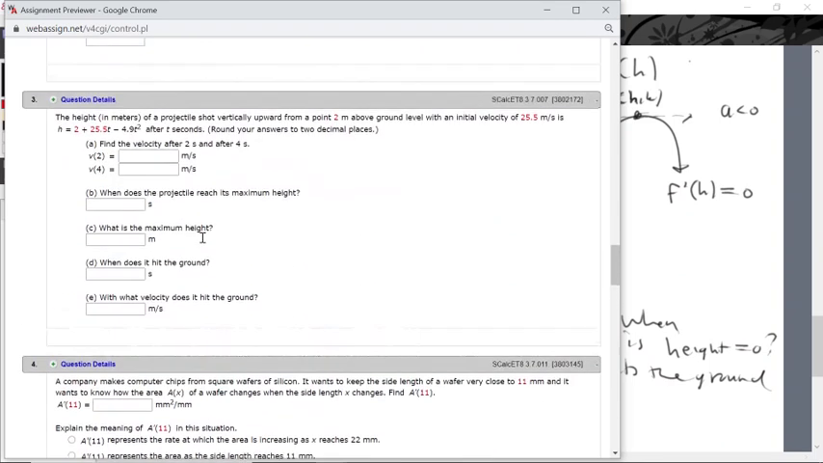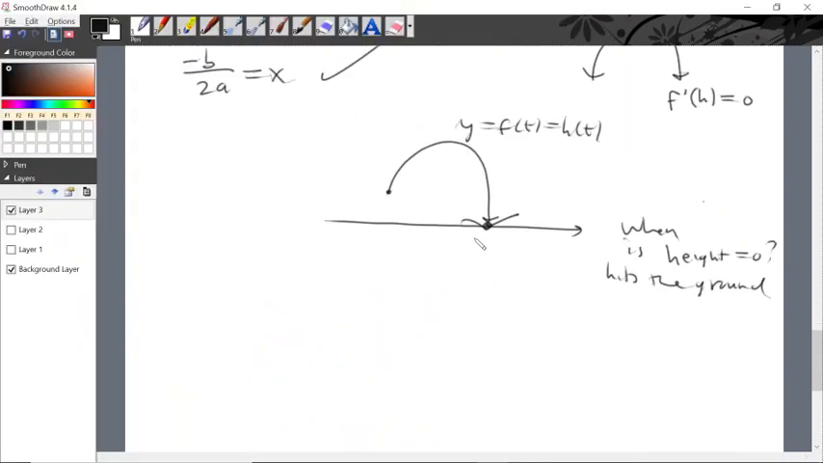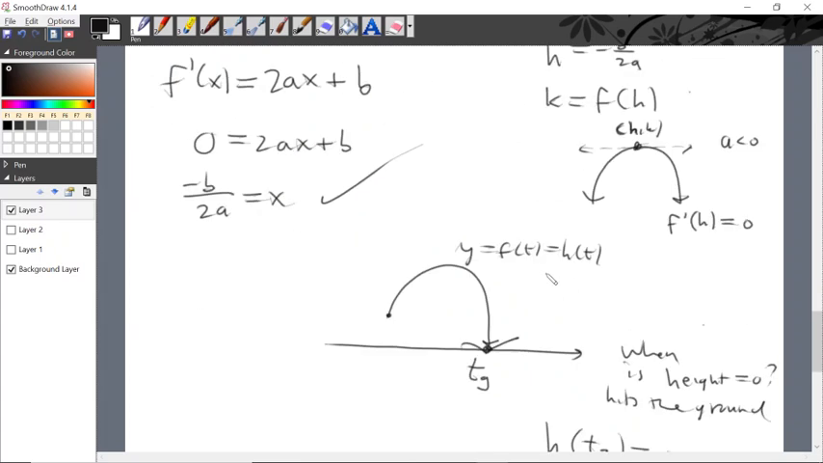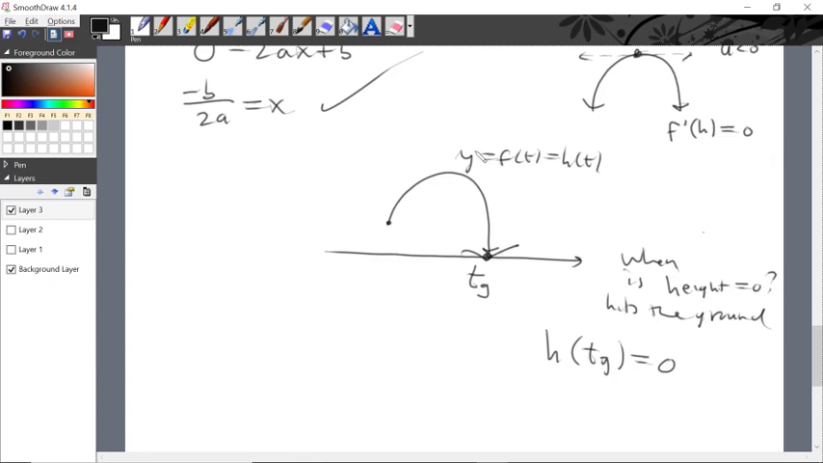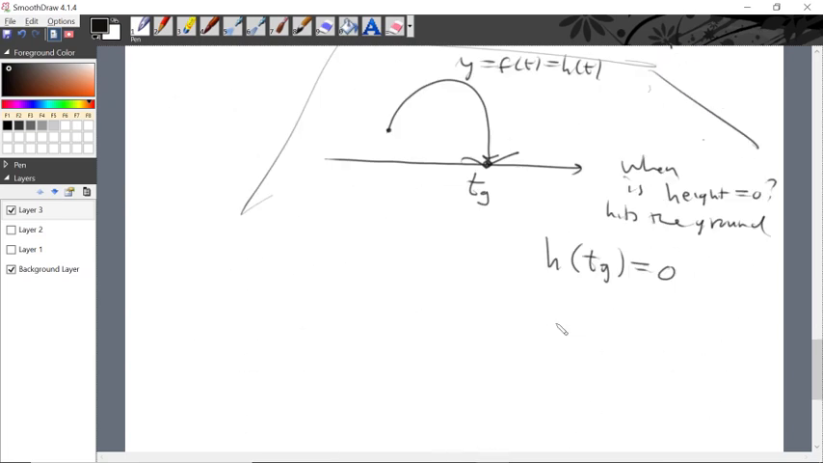With what velocity does it hit the ground? Well, if we know the value of t when it hits the ground, that is, if the height at t_g is equal to 0, now we're using h here in the vertex. I'm using h here as the output to this function as well. They are not the same h as each other. Just make a note of that. This is with reference to the model that we were given in the problem. This is with reference to a formula that we learned in algebra. The height at t_g is equal to 0.